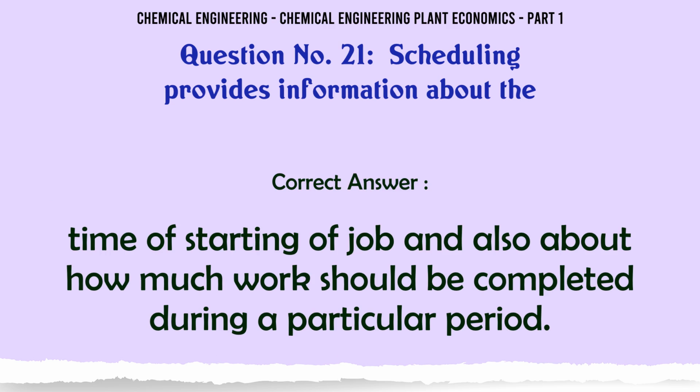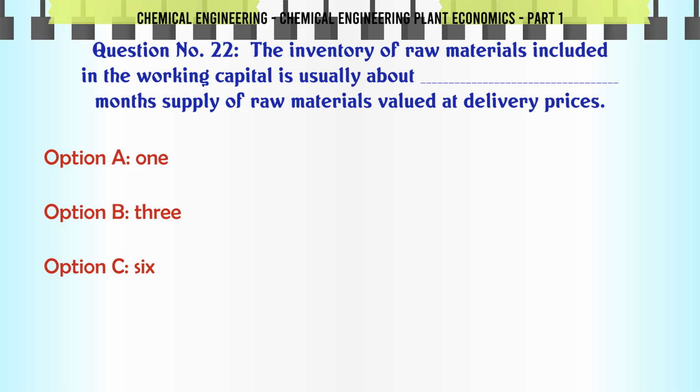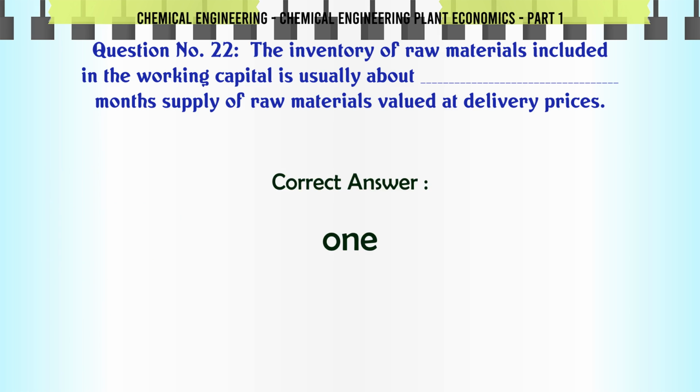particular period. The inventory of raw materials included in the working capital is usually about blank month's supply of raw materials valued at delivery prices. A 1, B 3, C 6, D 12. The correct answer is 1.